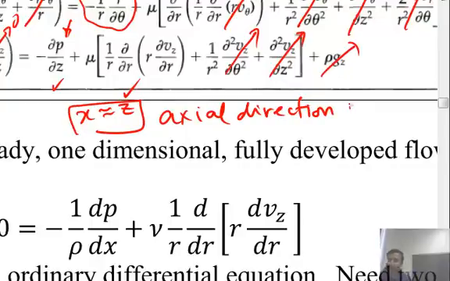Okay, so the second term is this term, but I've written it as an ordinary derivative, because Vz is a function only of r. So that's how I simplify the Navier-Stokes equation for pipe flow analysis.